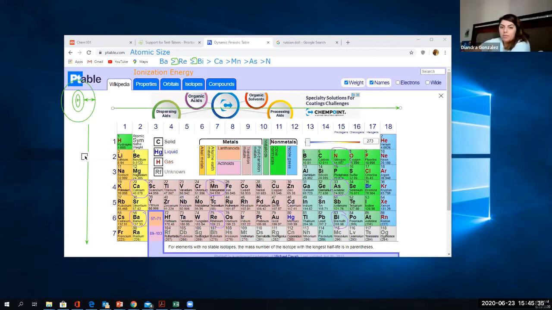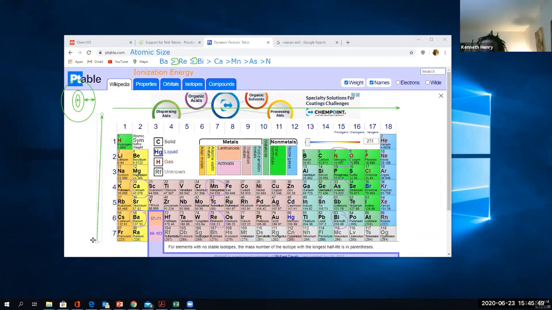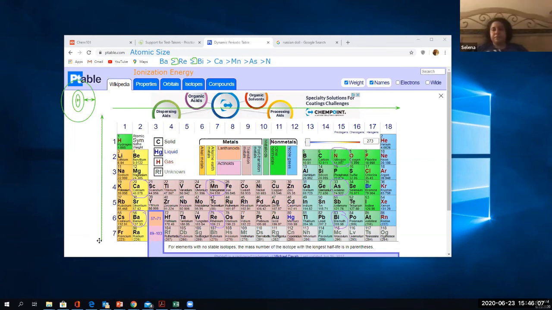It decreases down the group. The arrow just tells us which way it's increasing, right? So we're saying that hydrogen is going to have a higher or a lower ionization energy than francium? Higher. Higher, correct? That is correct.